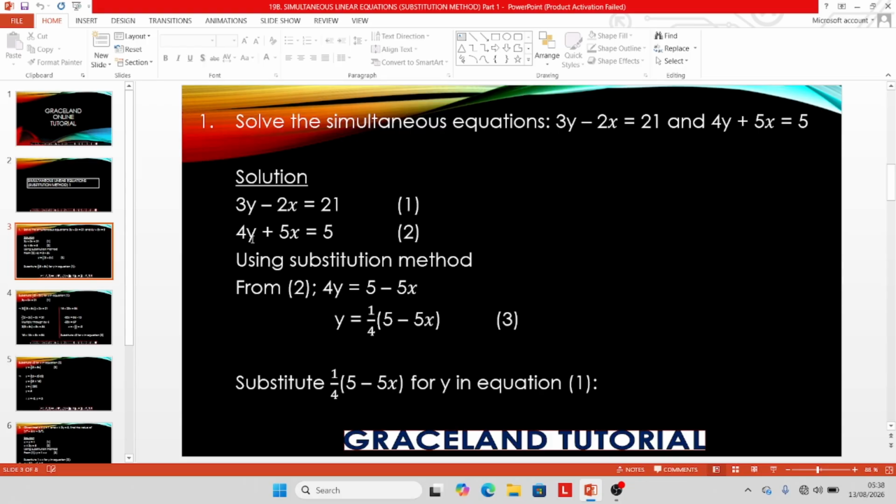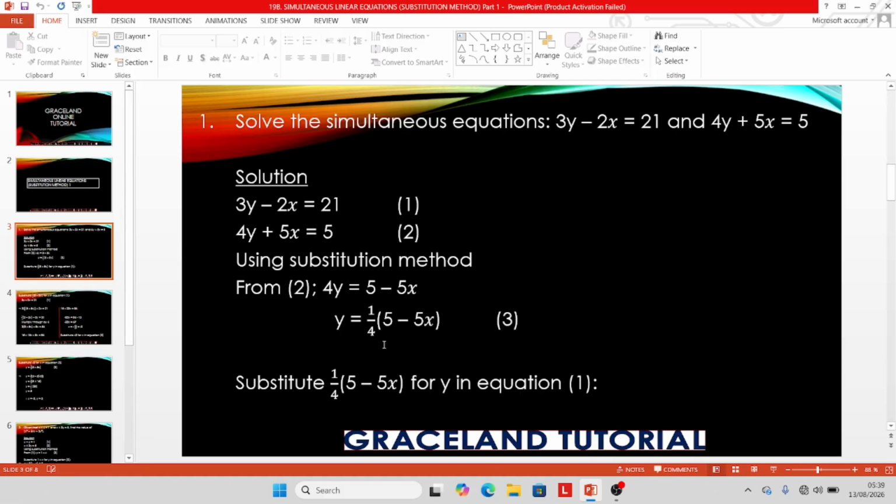Now, to find the value of y there, you quickly collect the like terms. That is going to be 4y is equal to 5 minus 5x. To find the value of y, divide both sides by 4. So this is going to be 4y over 4. 4 cancels 4. You are left with y is equal to 5 minus 5x over 4, which can also be written as 1 over 4 into 5 minus 5x.